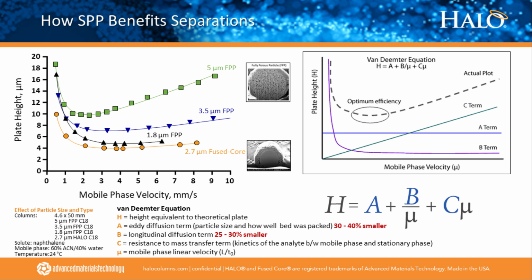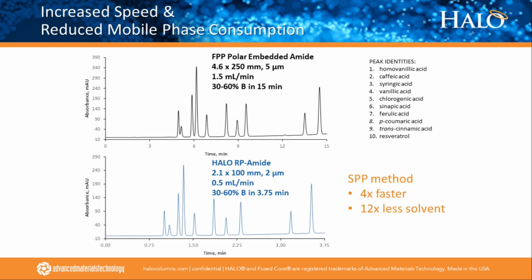So combining all these three terms is really what enables the superficially porous particles to be run at higher flow rates without compromising the efficiency. So we have an example of that. Here we're showing increased speed and reduced mobile phase consumption.